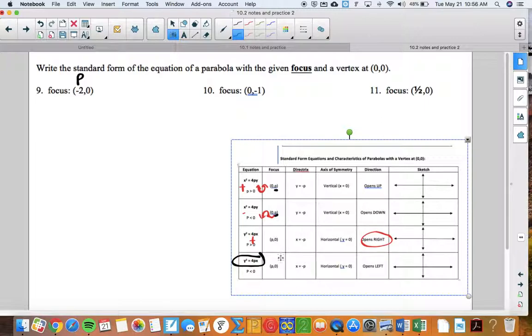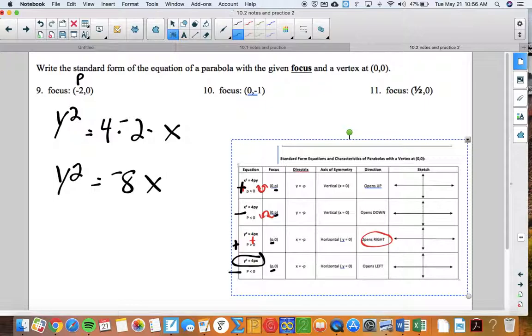These are in place of y, these are in place of x's, which is our situation here, and then whether it's positive or negative. So we're looking at this one right here. I know my p is -2, so I do y squared equals 4 times -2 times x. Now simplify that. So y squared equals -8x.